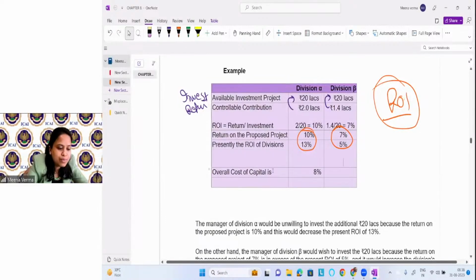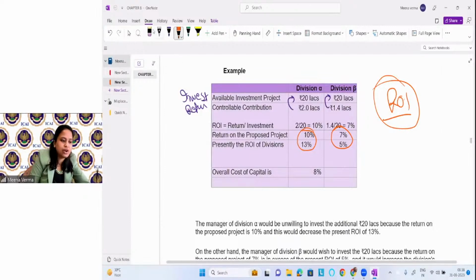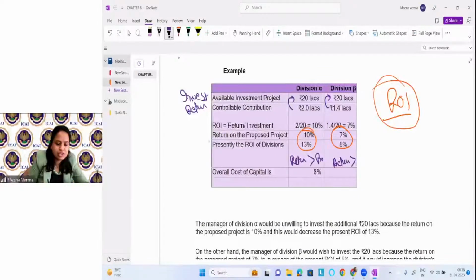So you can see proposed return and actual return. In both the cases, your actual return is more than the proposed return. This is the actual return, and which is higher than the proposed return.